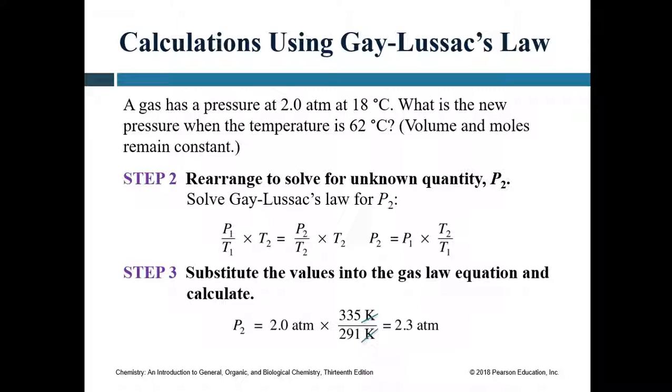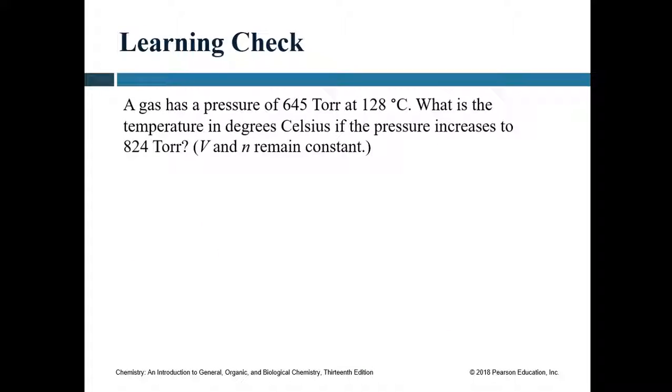Now then, since they want to know what the second pressure is, we use P2 equals P1 times T2 over T1. Since they gave it to us in atmospheres, we can tell it to them in atmospheres. So we have 2 atmospheres times our second temperature divided by the first temperature, the 291. When we do that, the answer ends up being 2.3 atmospheres, which is exactly what we predicted, that it would be a higher pressure than the original pressure.